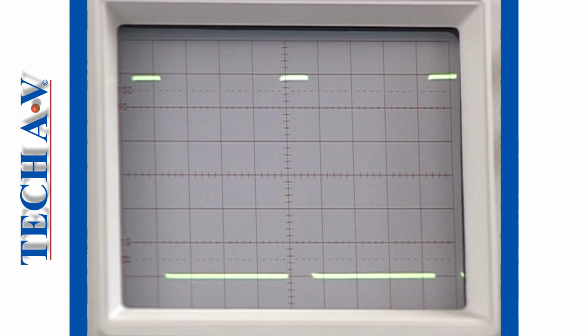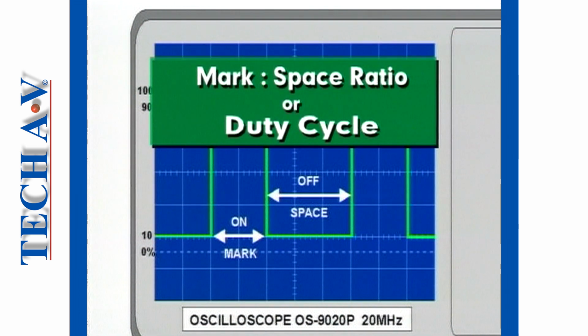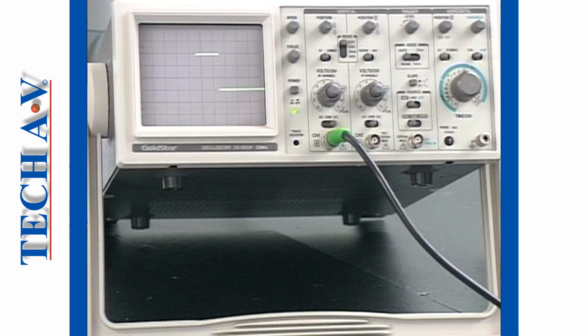Notice that for a given time during one cycle of the waveform, the pulse is on, and for the remainder of the cycle, the pulse is off. The on time is called the mark, and the off time is called the space. The relationship between the mark and the space is called the mark-to-space ratio, which is expressed as either a ratio or duty cycle. The scope allows us to determine this ratio by accurate measurement of the two pulse widths.